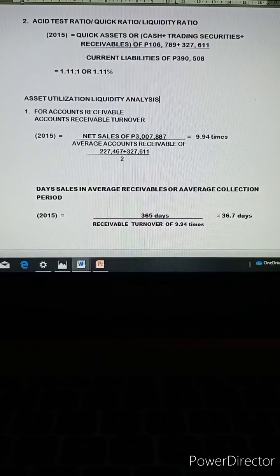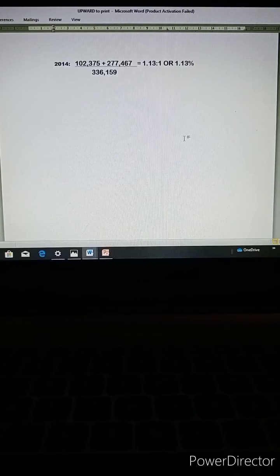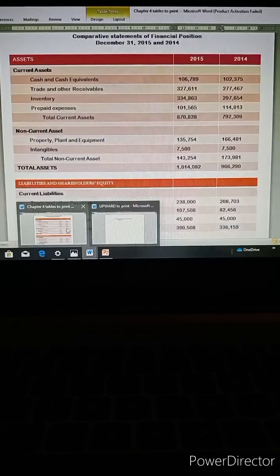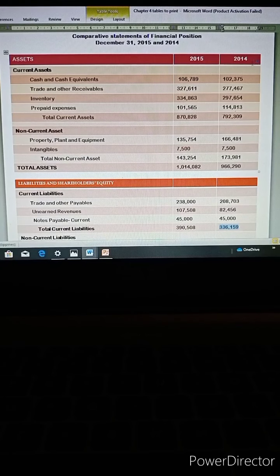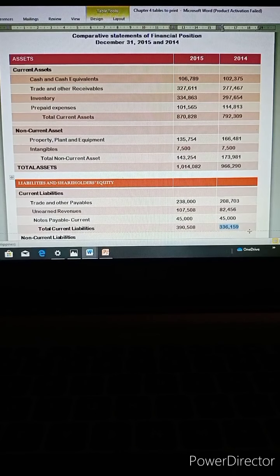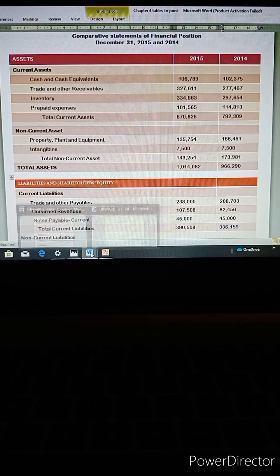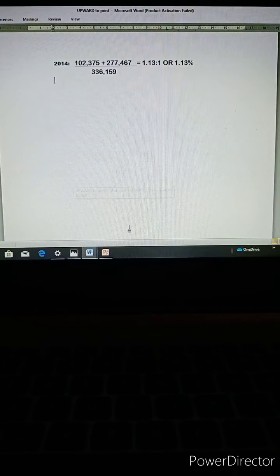The result of this formula is 1.11:1, or that is 1.11%. As to our task for 2014, these figures are from the cash and cash equivalents of 2014, the trade and other receivables of 2014, as well as the total current liabilities of 2014. So it is the figures that I have given you. The result is 1.13:1, or that is 1.13%.